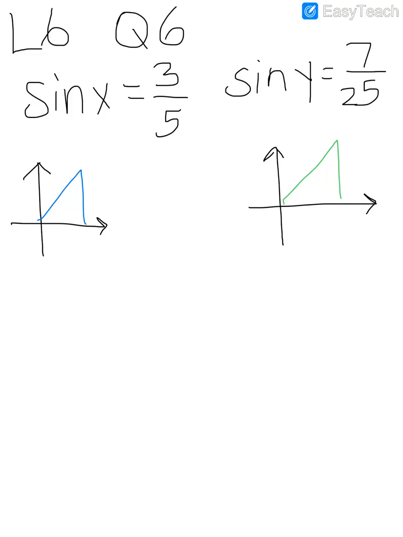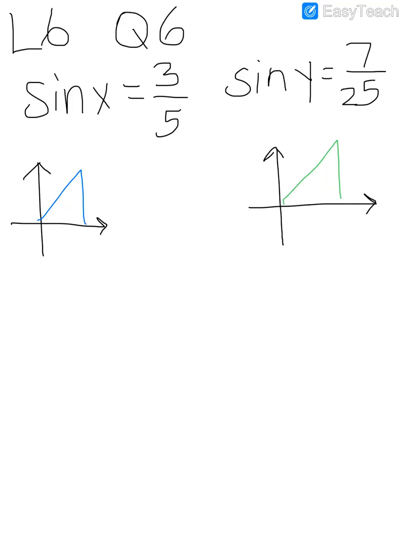Here's homework question 6 from lesson 6 on sum and difference identities. It gives you the sine of x is equal to 3 over 5. It says sine of y is 7 over 25. And what is the tan of x plus y? So tan of x plus y is a sum identity. And in order to do that, I need to find what the tan of x and the tan of y is. So draw yourself two Cartesian planes.